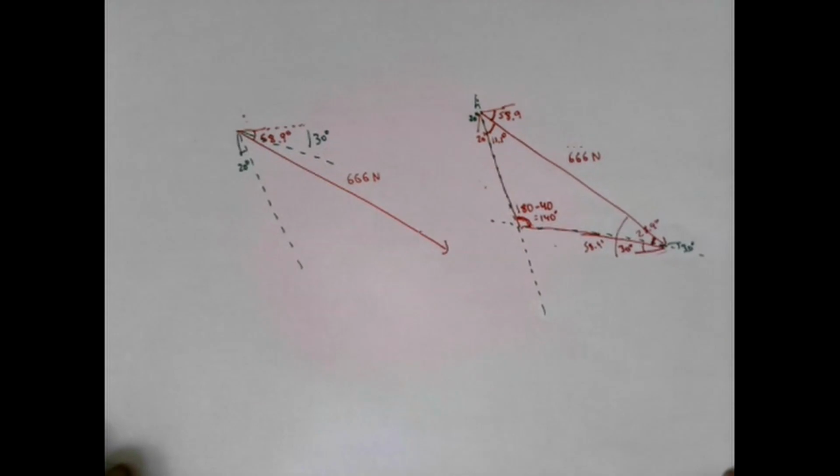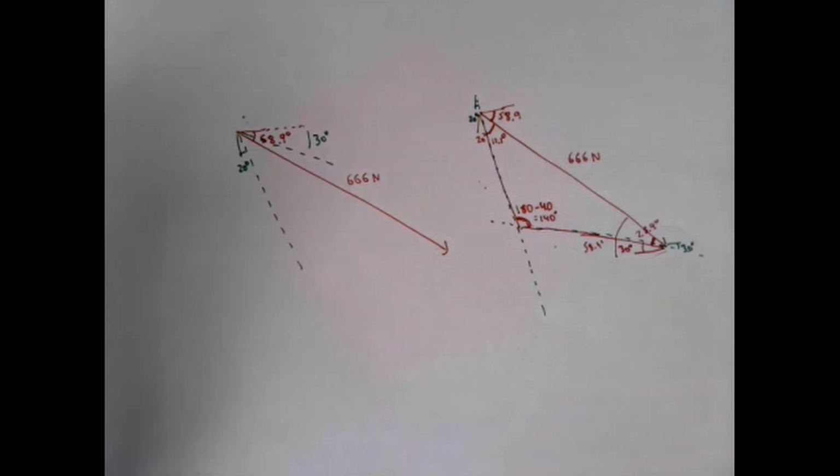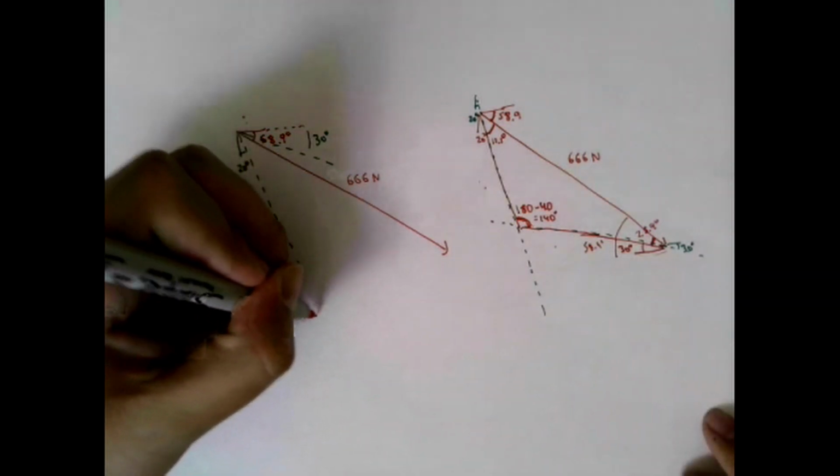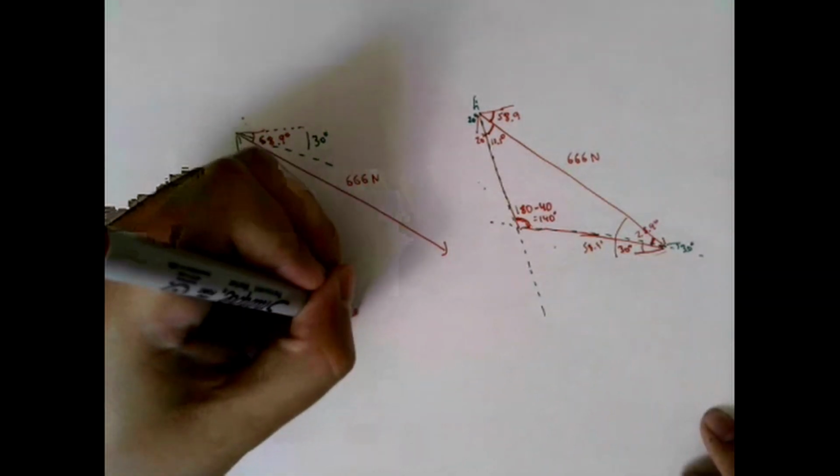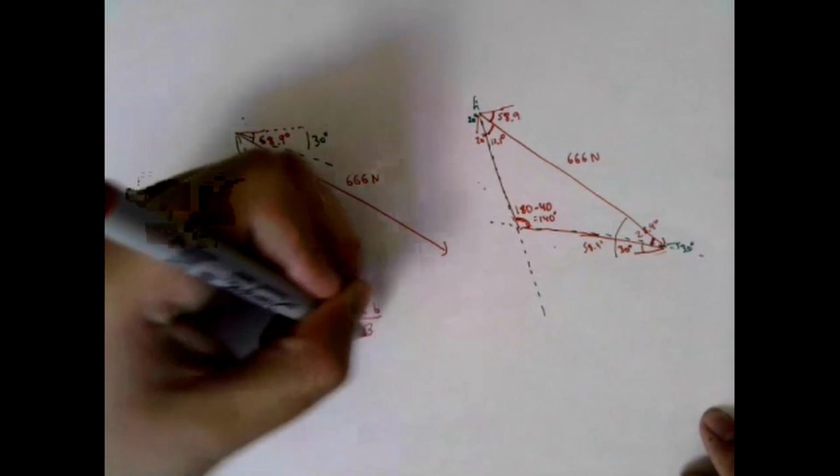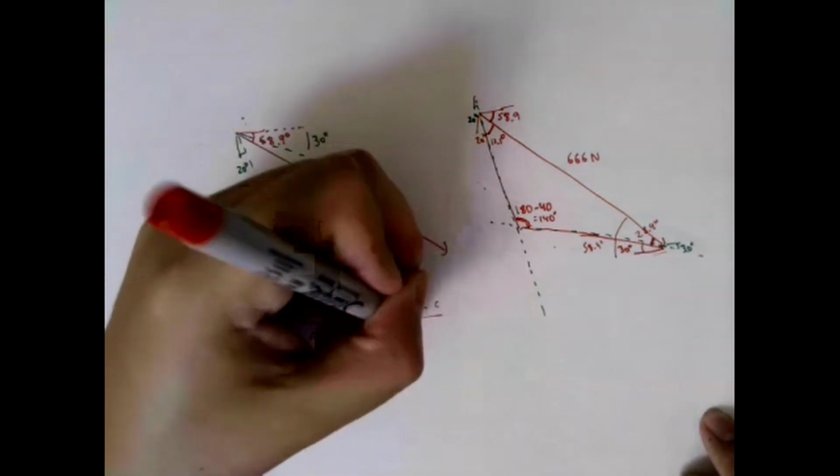Would you be able to use the sine law or the cosine law for these two components? So let's see, we have one side and multiple angles, so I would use the sine law. Okay, sine law: sine of A over A equals sine of B over B equals sine of C over C.